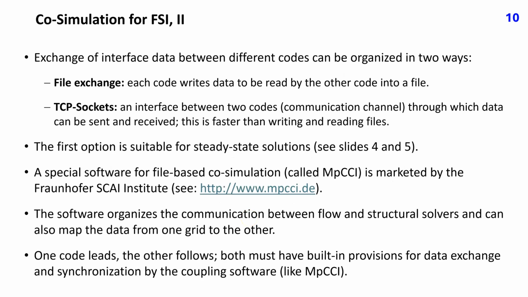Exchange of interface data between different codes can be organized in two ways. File exchange: each code writes data to be read by the other code into a file. Or TCP sockets, an interface between two codes, that is, a communication channel through which data can be sent and received. This is faster than writing and reading files. The first option is suitable for steady-state solutions. See slides 4 and 5.